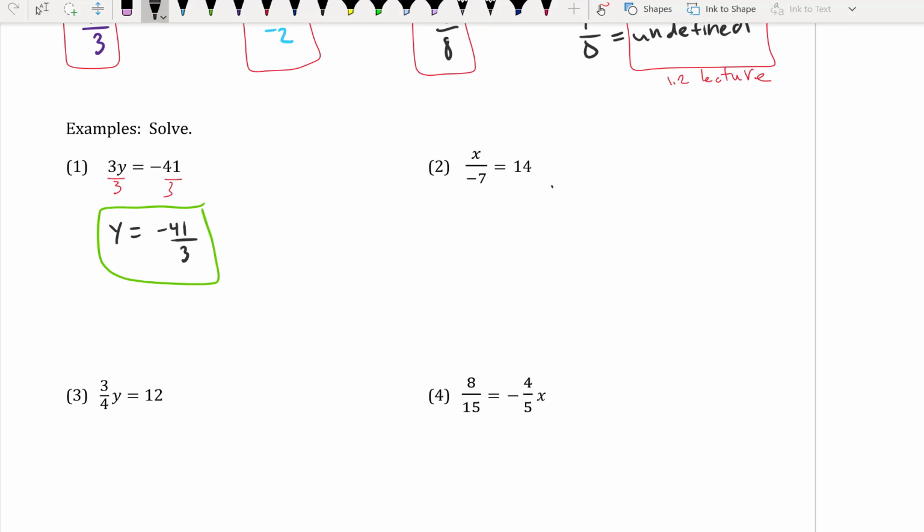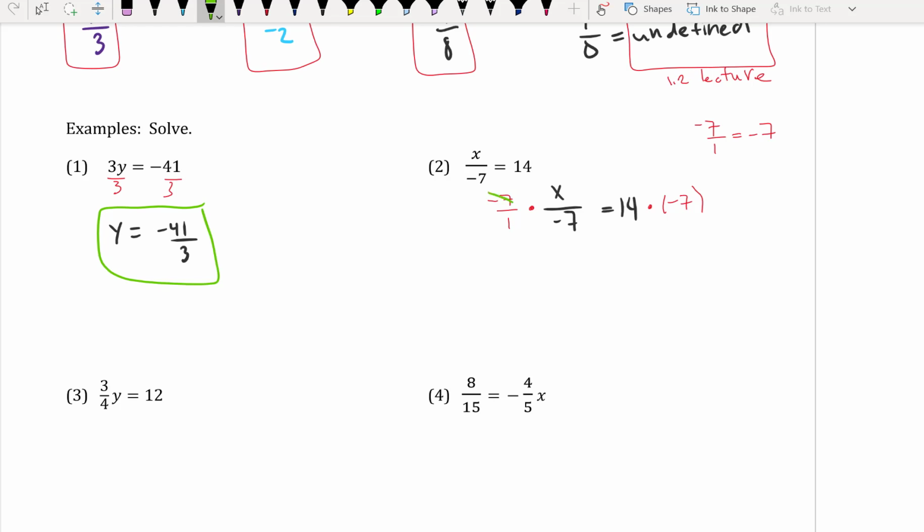Now, if I have x over negative 7 is equal to 14, well, the x and the negative 7 are being divided. So the opposite of division is to multiply. What I can multiply by is the reciprocal. So that reciprocal is going to be negative 7 over 1. We don't include the x because x is what you want by itself. And also remember from section 1.2 that negative 7 over 1 is the same as negative 7. There is no difference between those two numbers.